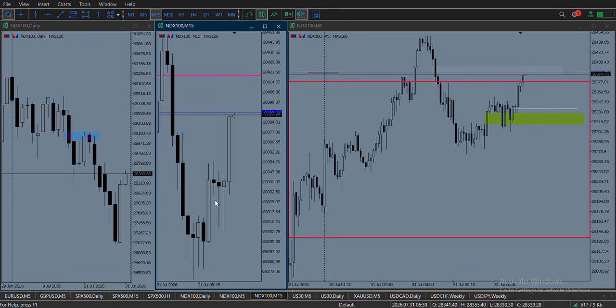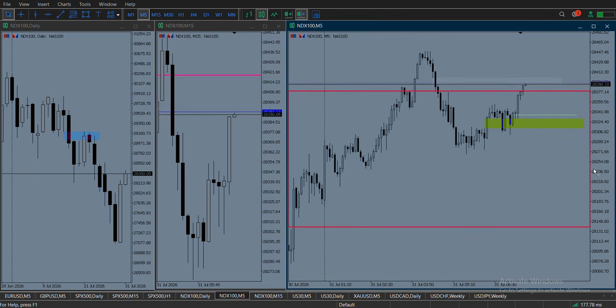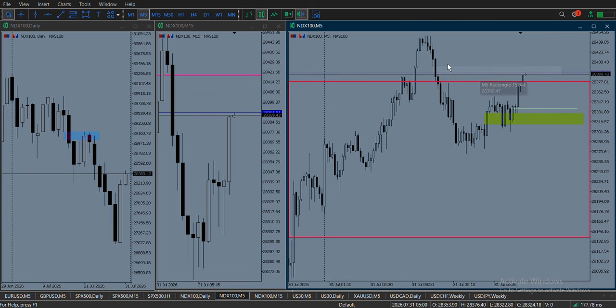So we are looking at Nasdaq, the 31st of July 2026, the last day of July. This is pre-London. As you can see, I've already marked out two inefficiencies: this is the lower one, the discount one, and this is the premium one. So we are bullish. I'm expecting higher prices.